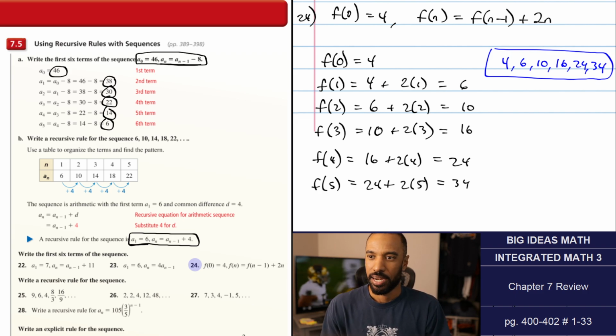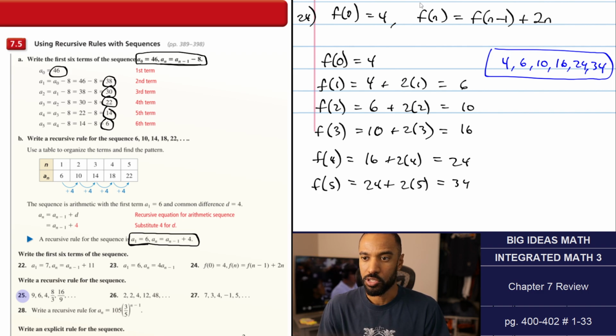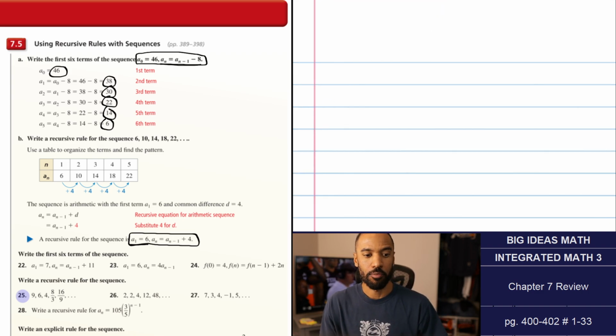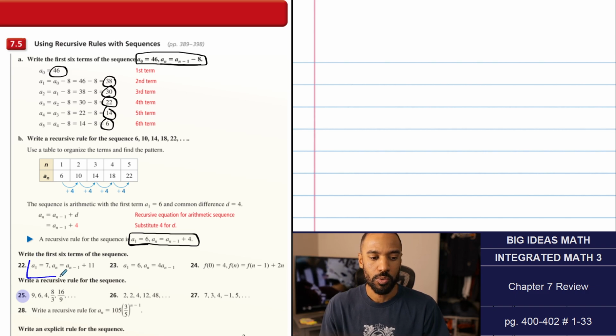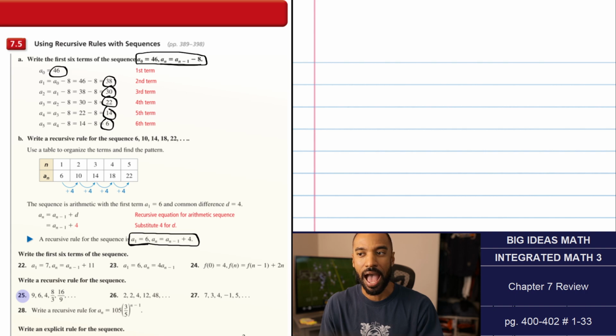Okay, I'm back, and I think we finished 24. All right, we're going to go to numbers 25 to 27, where they want you to write a recursive rule for the sequence. Now, we just came off of what recursive rules look like. You need to establish the first term as well as write how the next term is being made.